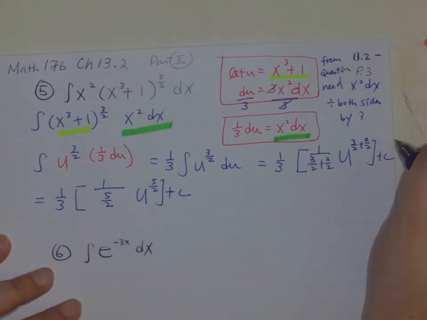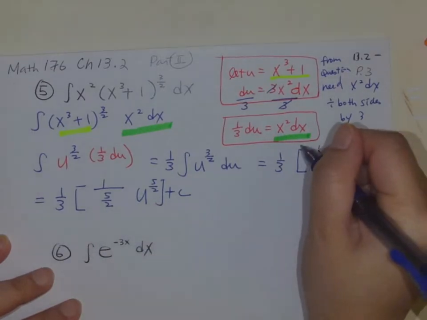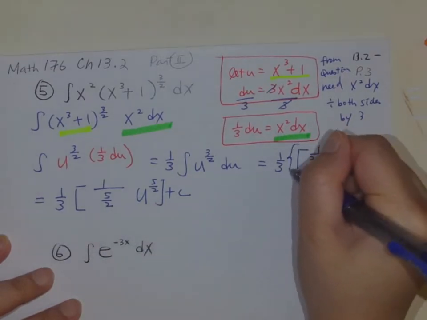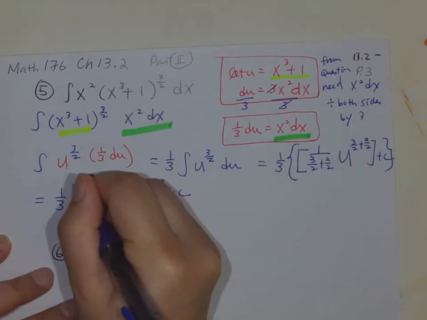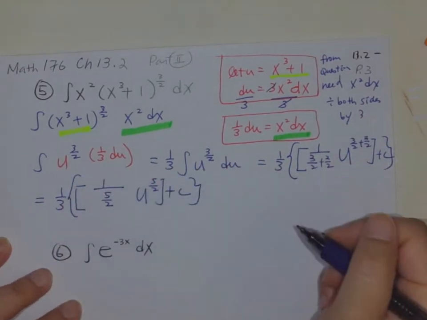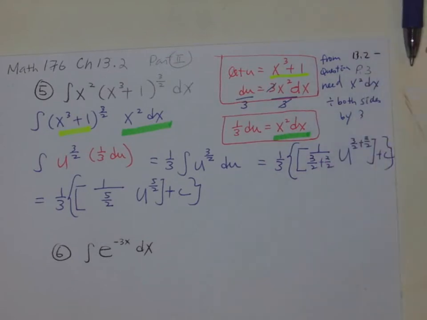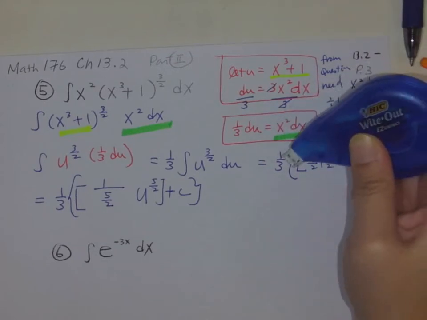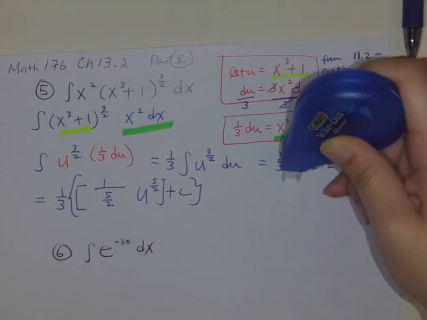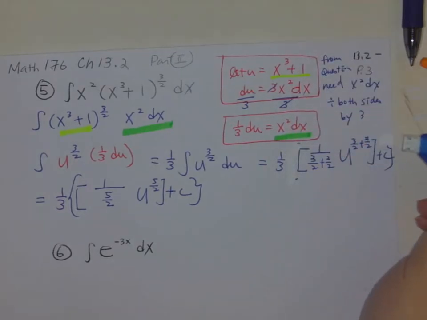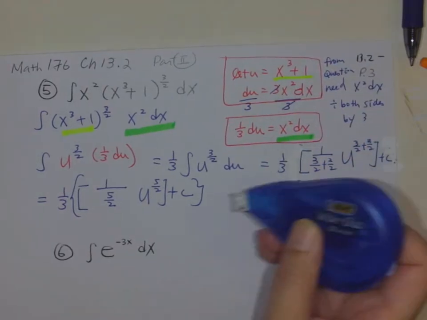Why did I do that? Sorry. The 1/3 should belong to everybody. Okay, so this is more accurate. But it doesn't really matter because the c can be any number. So forget it, either way is okay. C is going to be any number.